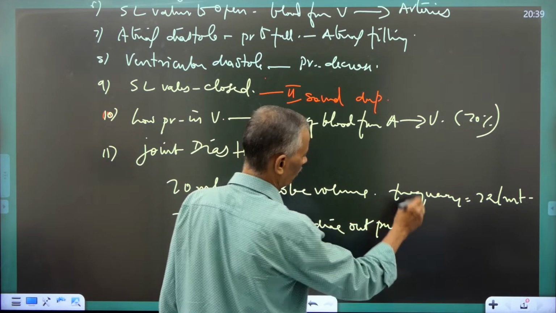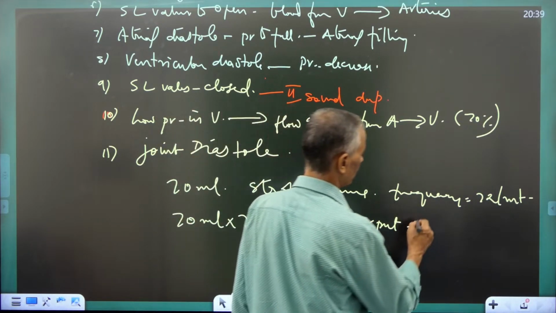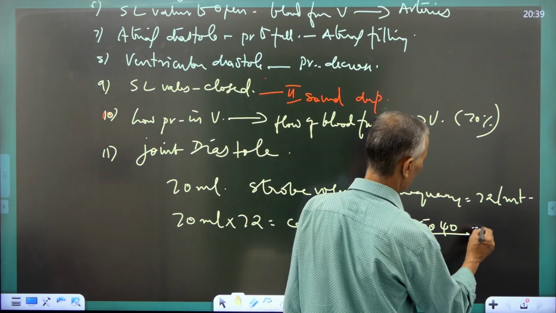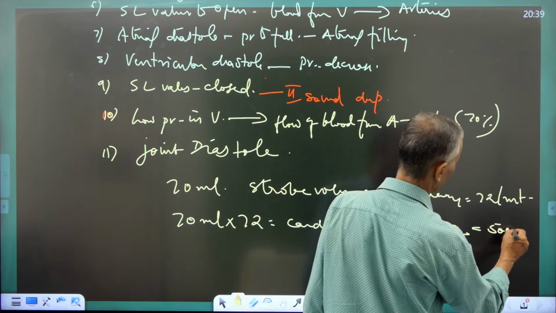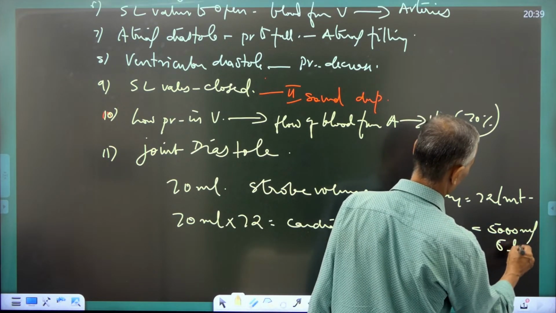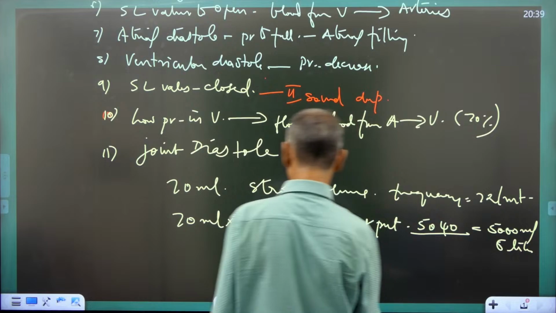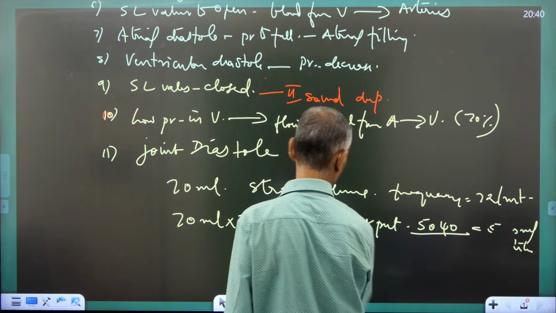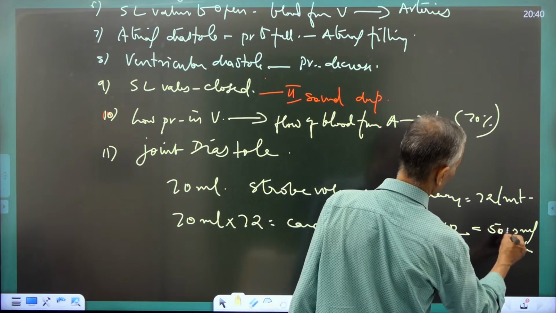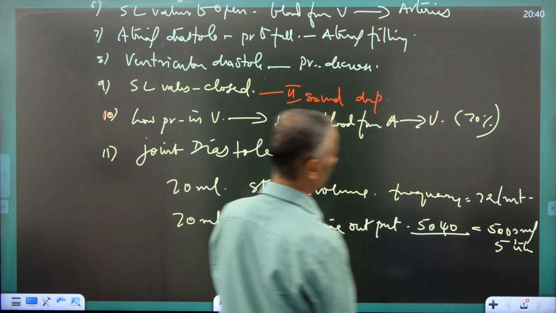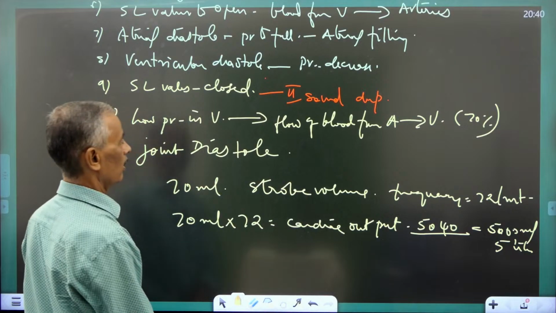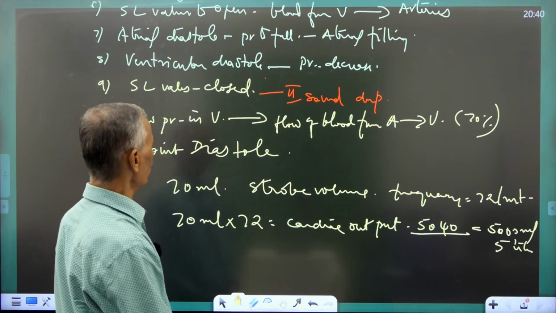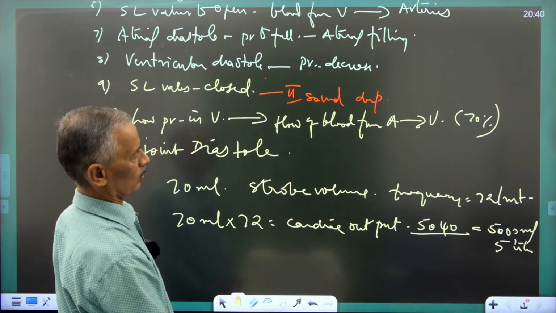When you calculate, this cardiac output is roughly 5040 ml, which is rounded off to 5000 ml or 5 liters. So the value will be 5 liters. This is called cardiac output. How did you get that value? By multiplying stroke volume into frequency.